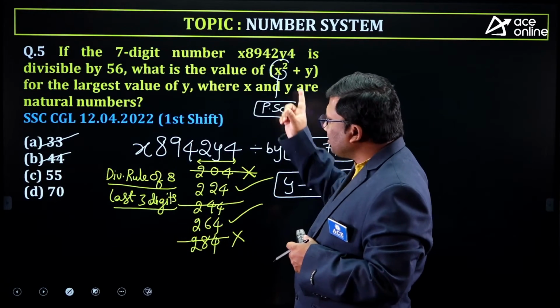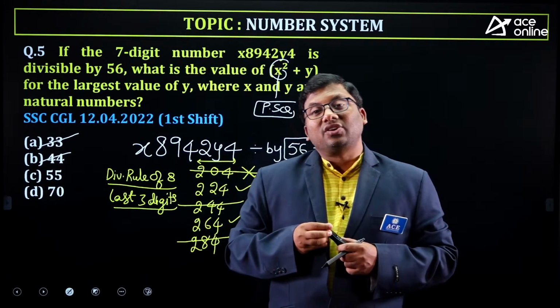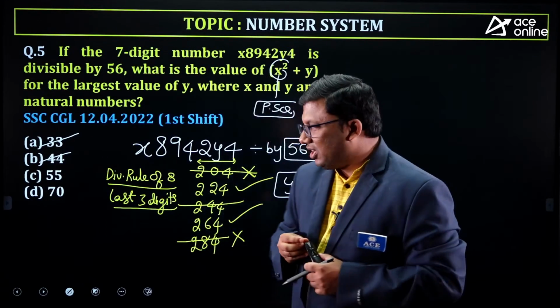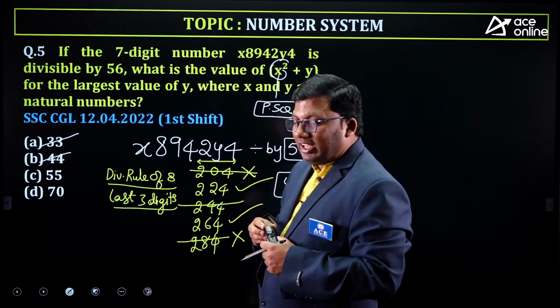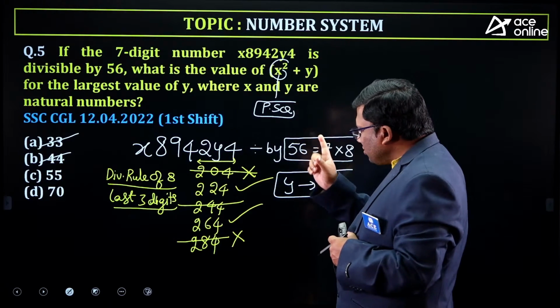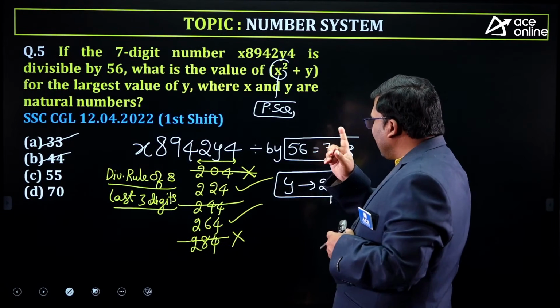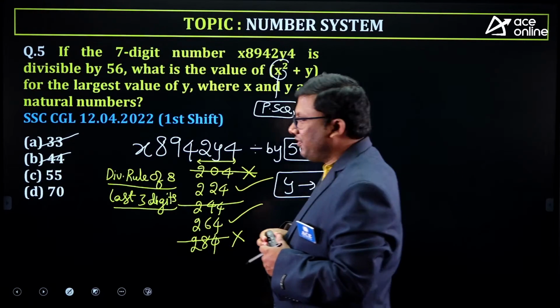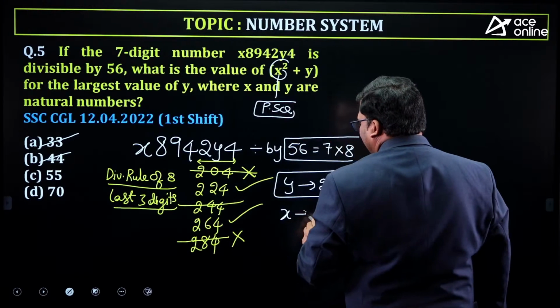Similarly, check it for 6. X square plus 6 is 33, so x square will be 27. 27 is not a perfect square. X square plus 6 is 44, so x square is 38. Not possible. X square plus 2 is 55, so x square is 53. No. X square plus 6 is 55, so x square is 49. 49 is a perfect square.